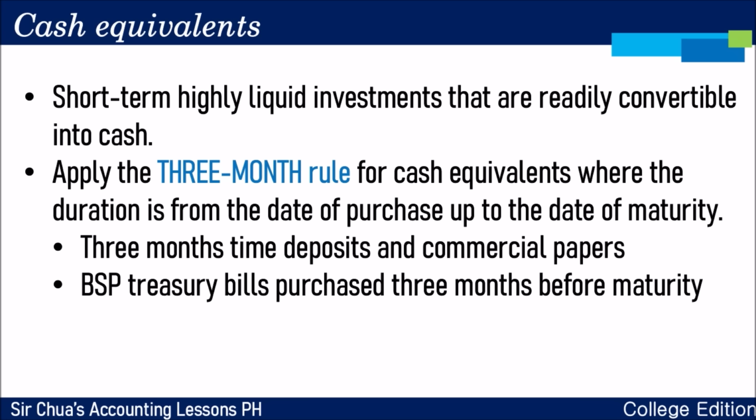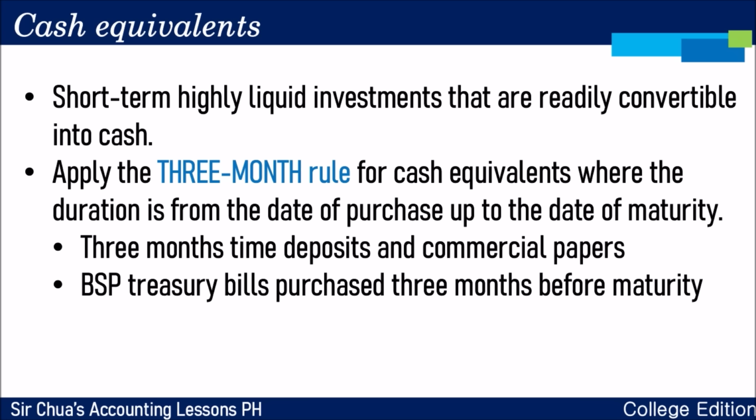If the cash equivalent is purchased 3 months before the date of maturity, doon siya magka-qualify as cash equivalent. Hindi porke ma-mature na siya in 3 months, automatically cash equivalent na siya. You will be looking at the date of purchase. But if the problem is silent and the date of maturity is nearing in 3 months, then that is a cash equivalent. So some examples include 3 months time deposits and commercial papers.